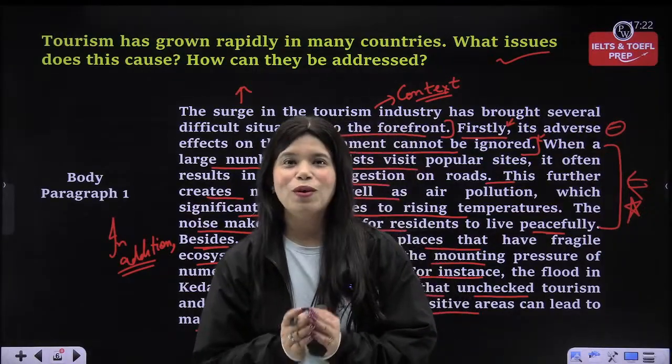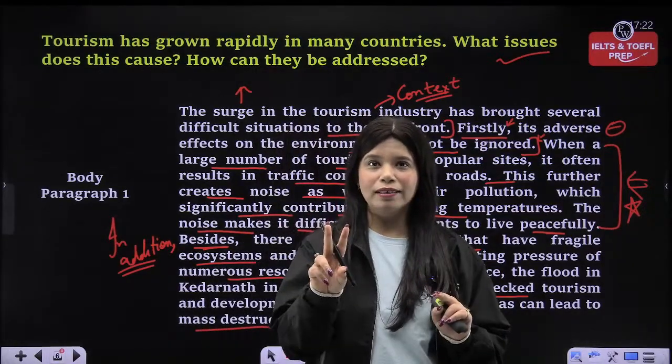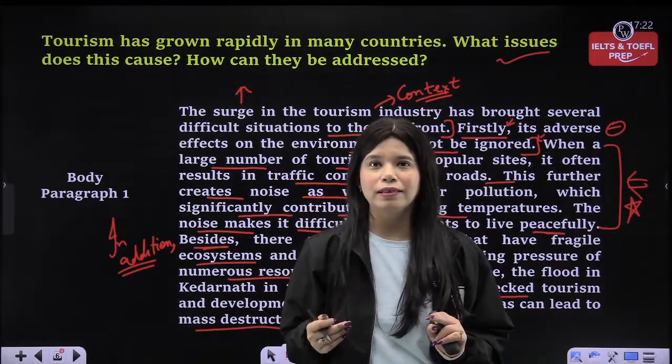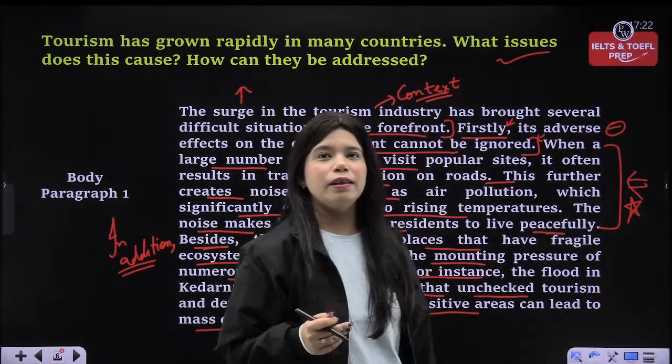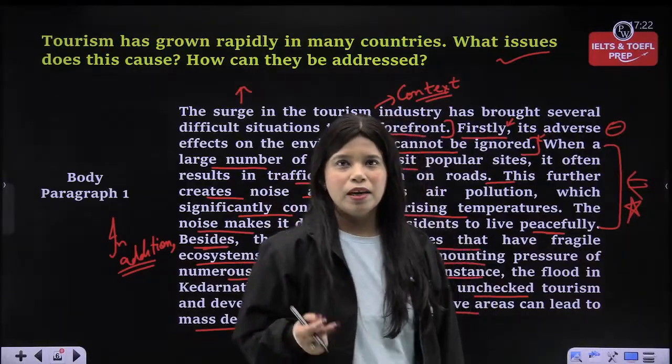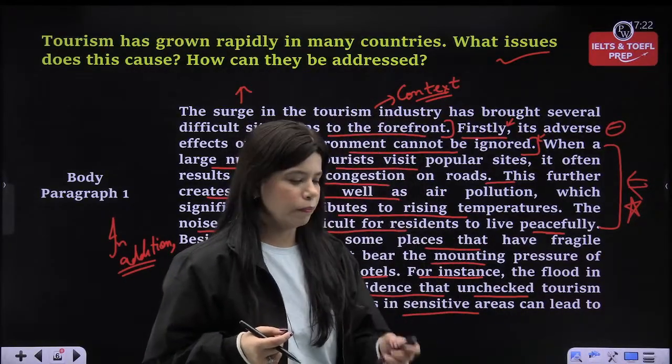So once again, two ideas, explanation of both the ideas and one example that is needed to touch 7 or go beyond 7 in essay writing. Now let's see the solution paragraph.